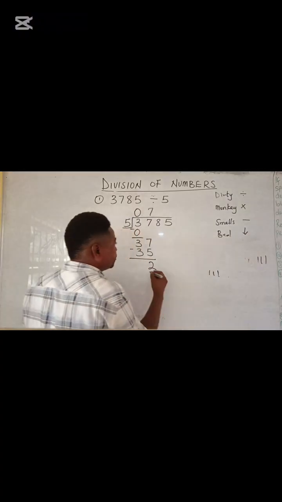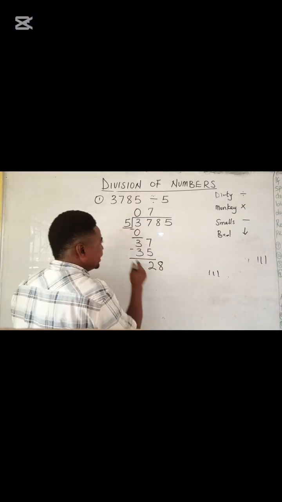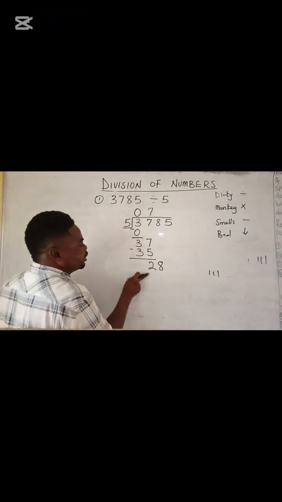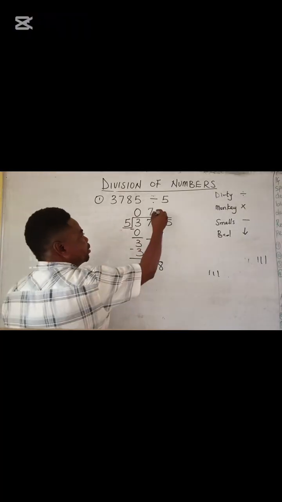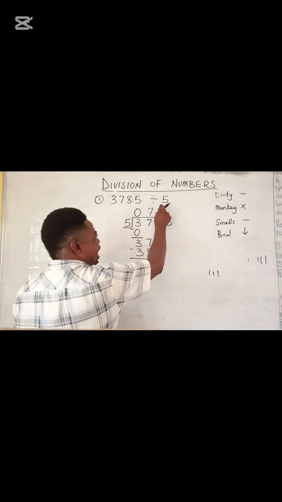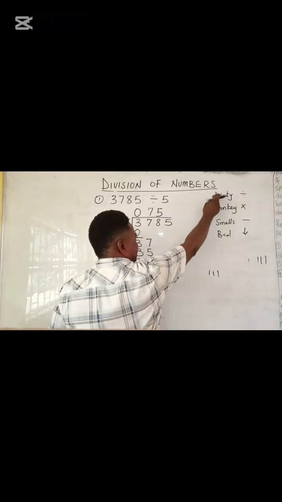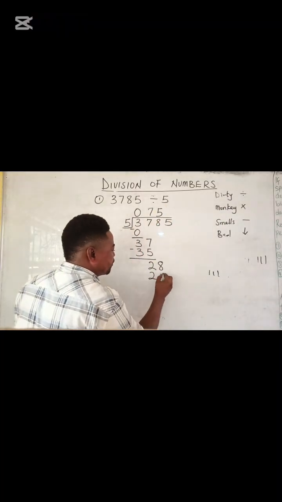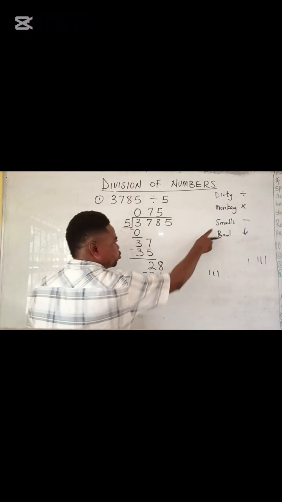Now bring down the next one. You bring down what? 8. Now 5 goes in 28. When you count very well, you are going to get 5. So 5 times 5, you can see after the division is times. 5 times 5, 25. Put your 25 under your 28 and you subtract it.